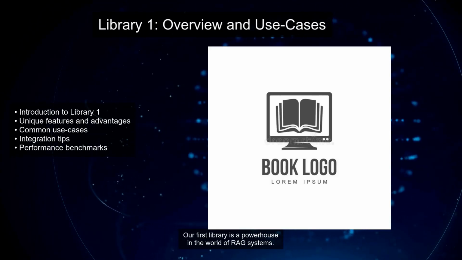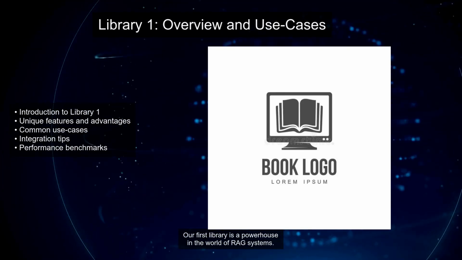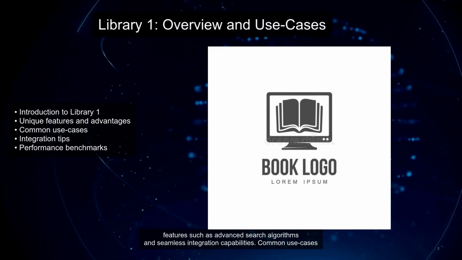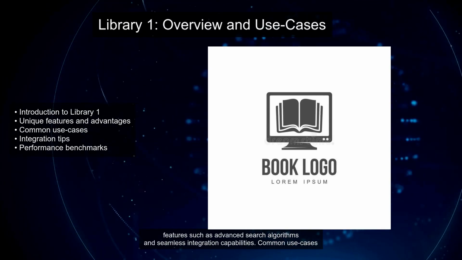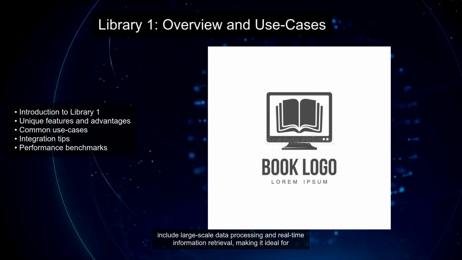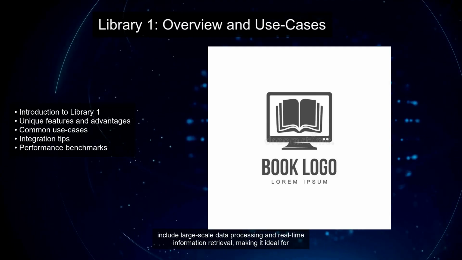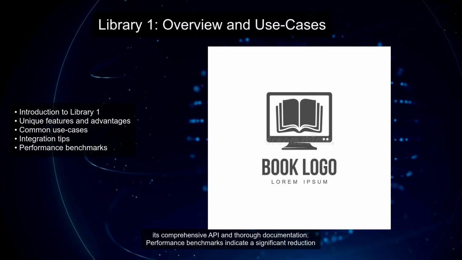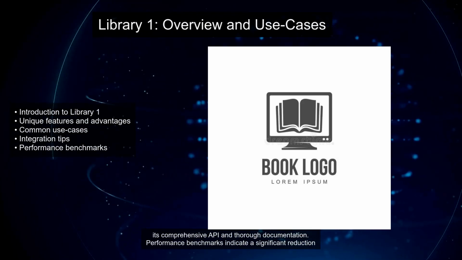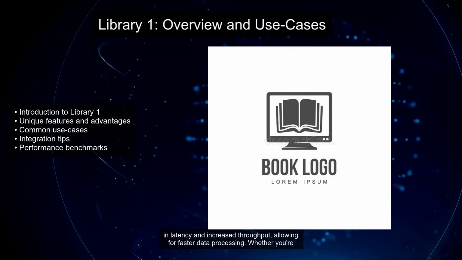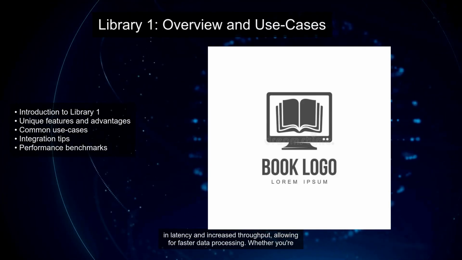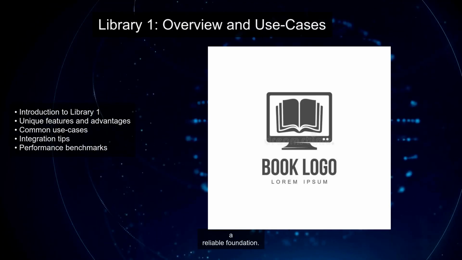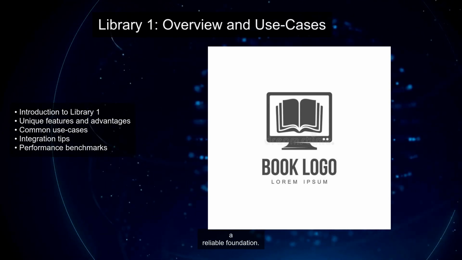Our first library is a powerhouse in the world of RAG systems. Known for its robust performance and versatility, Library 1 stands out with features such as advanced search algorithms and seamless integration capabilities. Common use cases include large-scale data processing and real-time information retrieval, making it ideal for applications in e-commerce and social media analytics. Integration is straightforward, thanks to its comprehensive API and thorough documentation. Performance benchmarks indicate a significant reduction in latency and increased throughput, allowing for faster data processing. Whether you're building a new system or enhancing an existing one, Library 1 offers a reliable foundation.